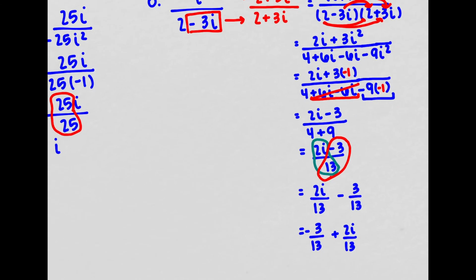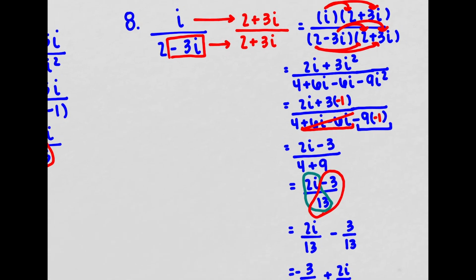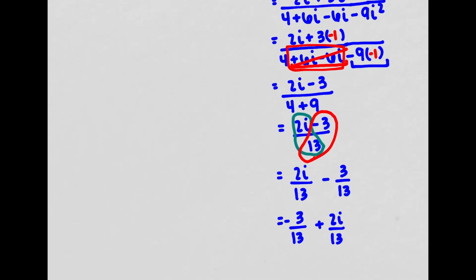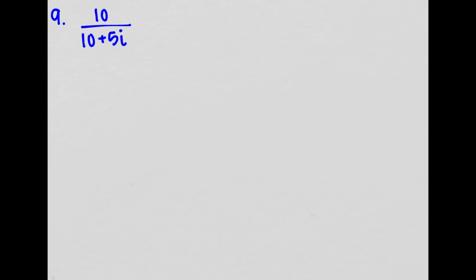When you multiply that by the conjugate, something should cancel out like this. You should not have any i's left in the bottom. If you do, then you did something wrong and you need to look at your work. Remember, the conjugate is when you take that imaginary part of the answer and you just change its sign.